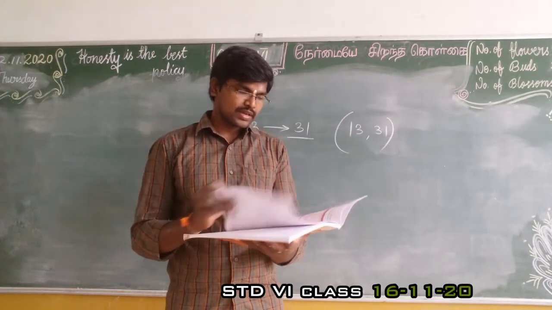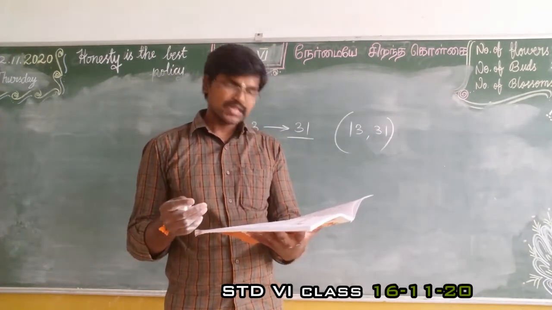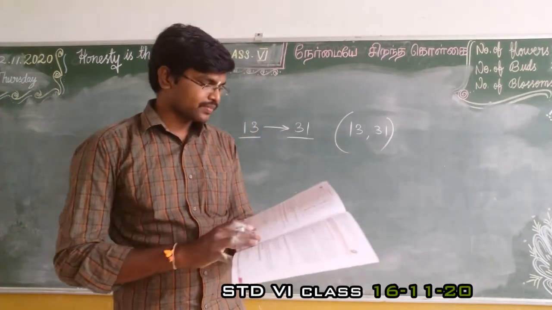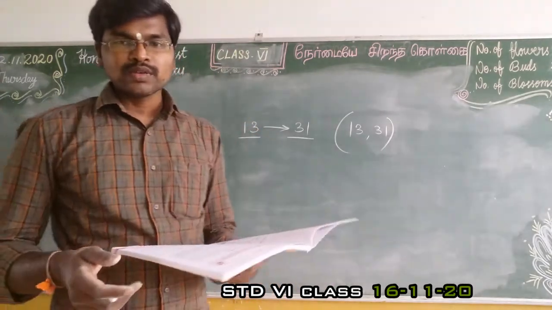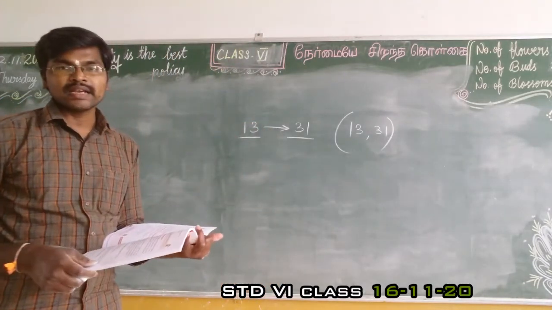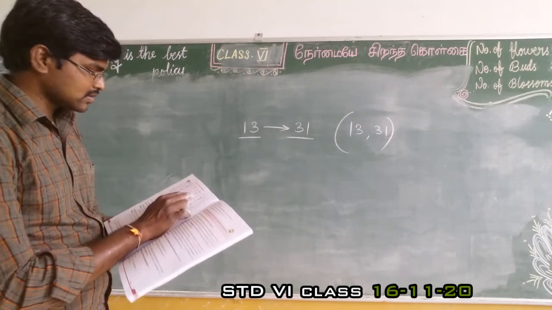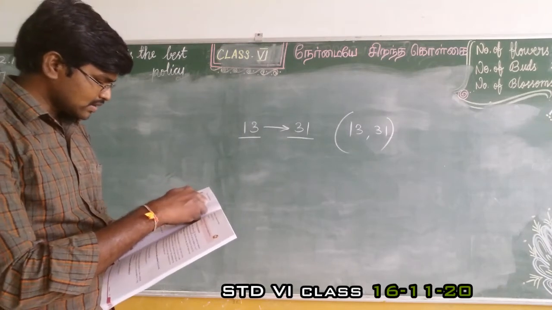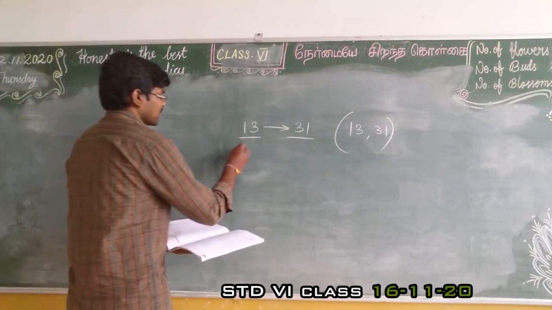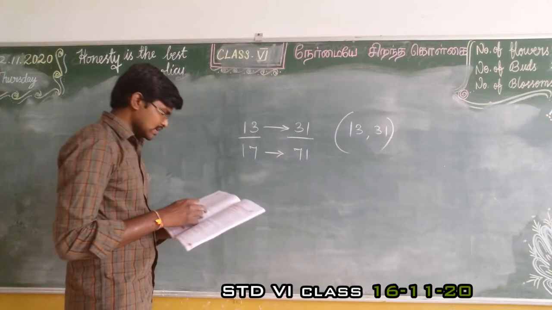So first of all, again take page number 6. Page number 6, look at the tabular column. So we have an answer like that. 13, 31. So what other pairs are there, look. 17, 71. 17, 71.